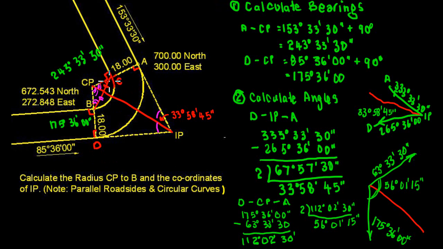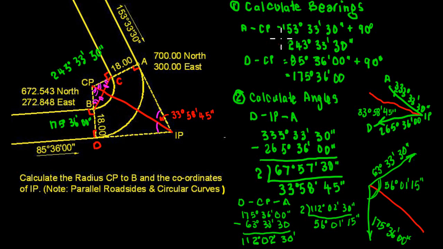We know of course that at the tangent point the radius is always at right angles. So straight away we can put the right angles in here and over here and on the other side of the road of course as well. And then we can calculate the bearings by just adding 90 degrees on.